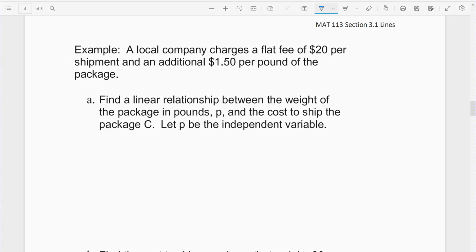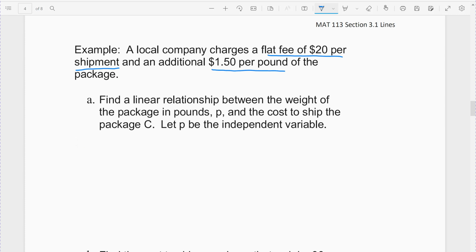So, next example of linear application. Suppose that we know that a local company charges a flat fee of $20 per shipment and an additional $1.50 per pound of the package. The flat fee means no matter how much the package weighs, you have to pay $20 for the shipment. Then you have to pay $1.50 per additional pound that it weighs.